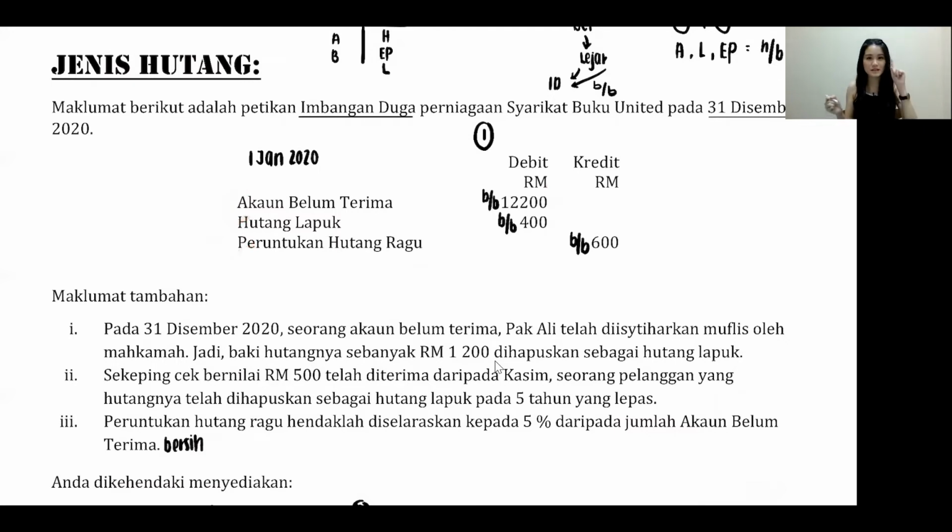Okay, next we read the maklumat tambahan. First point. Pada 31st December, alright, year end, seorang akaun belum terima, Pak Ali, telah diisytiharkan muflis oleh mahkamah. So already bankrupt, okay, declared bankruptcy. So he cannot pay me back. I will have to accept the truth. Reality, I gotta hapuskan hutang, becomes a hutang lapuk. So the step is going to be hapuskan hutang daripada bakinya.